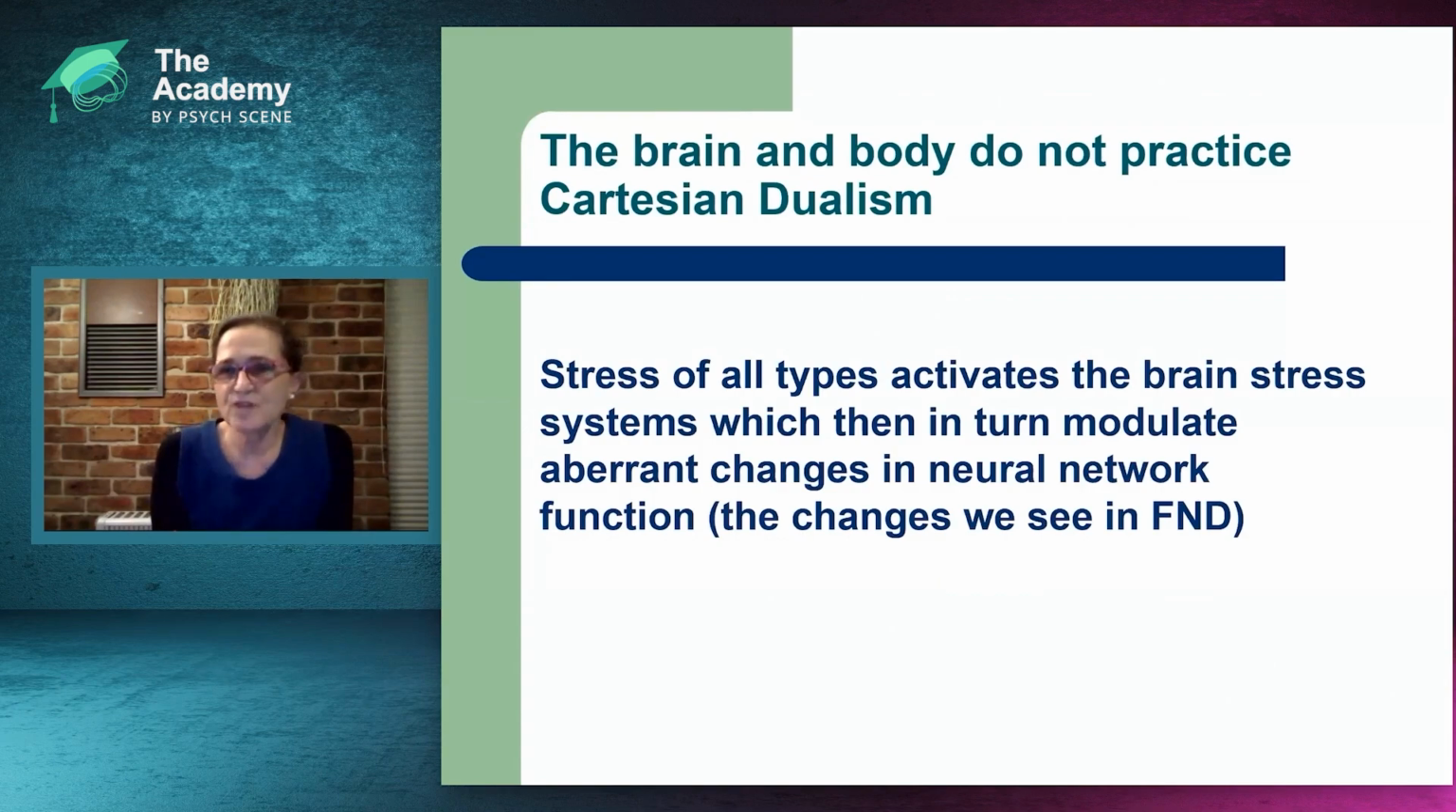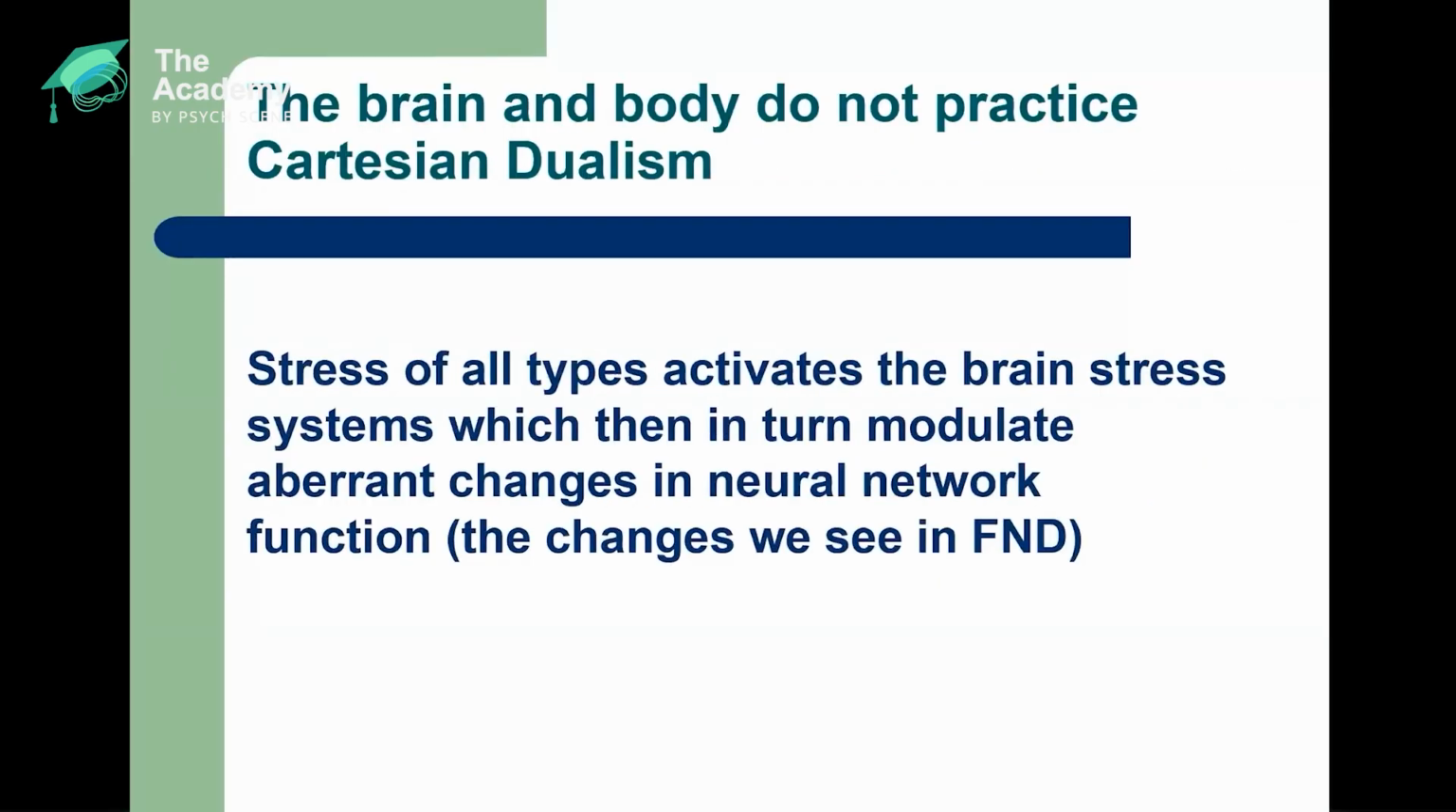When you think of stress in this population, you need to use a broad lens. The brain and body don't practice Cartesian dualism. Stress of all types activates the stress system and its components, including the brain stress systems, which then in turn modulate aberrant changes in neural network function, the changes we see in FND.